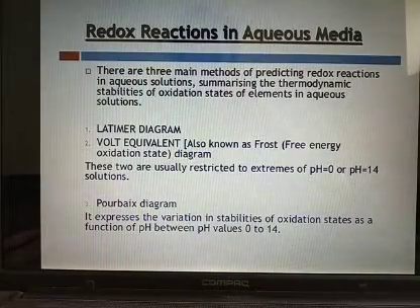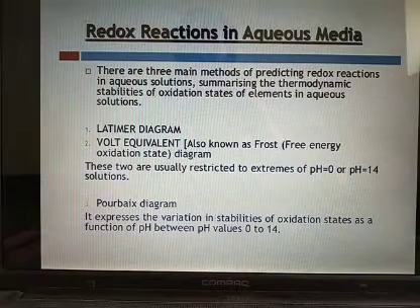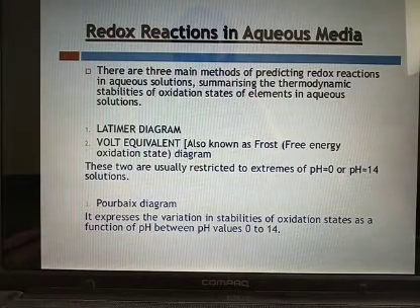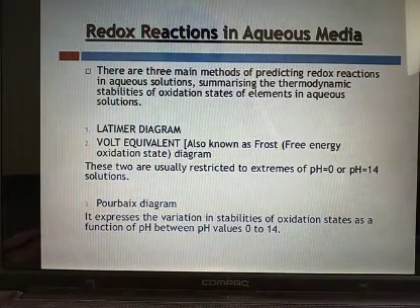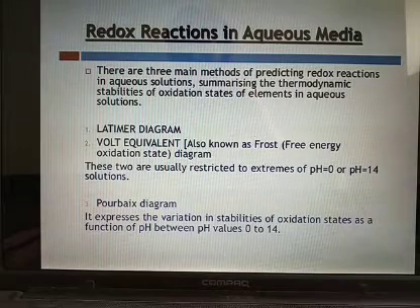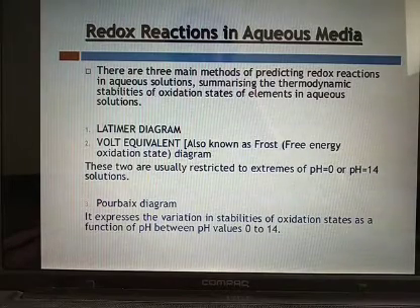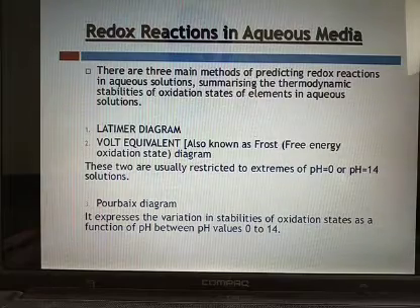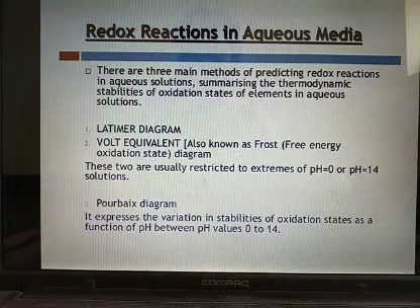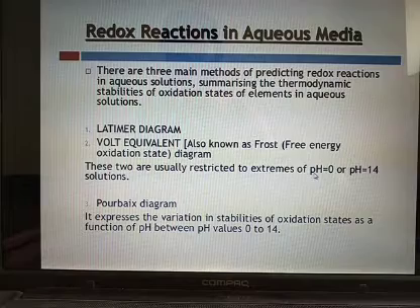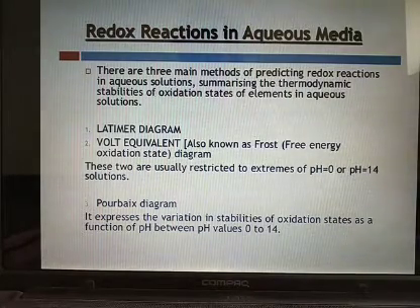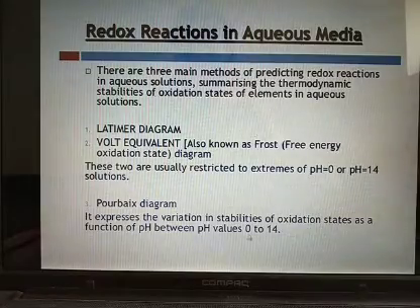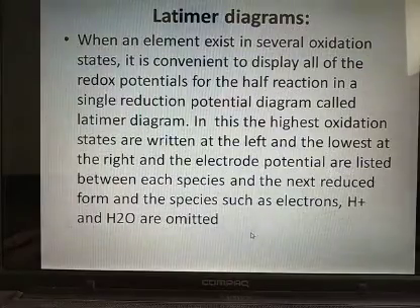For redox reactions in aqueous medium, there are 3 main methods for summarizing the thermodynamic stability of the oxidation states of a metal ion in aqueous solution: the Latimer diagram, the Frost diagram, and the Pourbaix diagram. The first two, the Latimer and Frost diagrams, are usually restricted to the extremes of pH 0 and pH 14 solution. The Pourbaix diagram expresses the variation in stability of the oxidation state as a function of pH between 0 and 14. So what is a Latimer diagram?